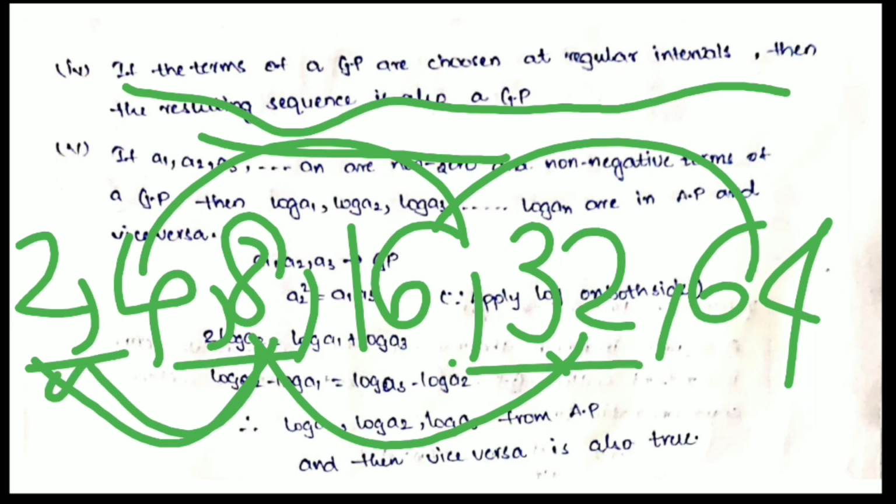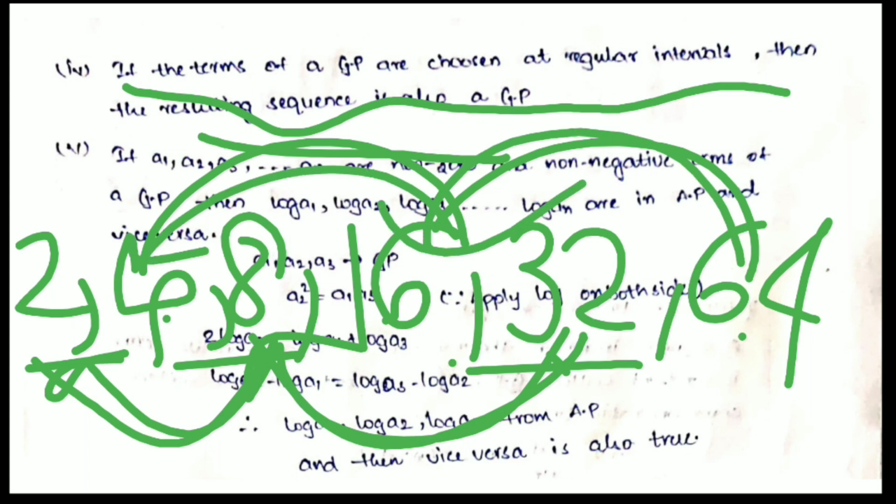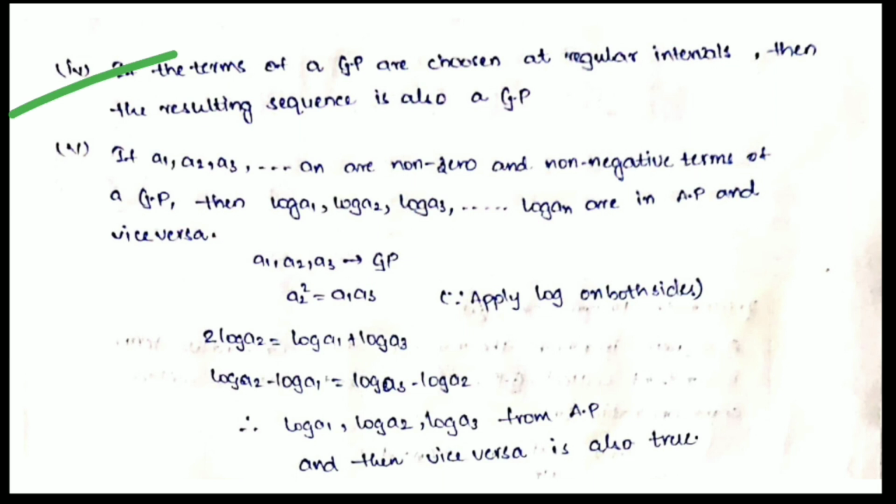That is, 8 by 2 is 4 and 32 by 8 is 4. This is also a GP with common ratio of 4. 4, 16, 64. 16 by 4 is 4 and 64 by 16 is 4. Here also it is a common ratio of 4, and the starting term is 4 here, and in the one before it is 2. That's all. Hence this is also proof.